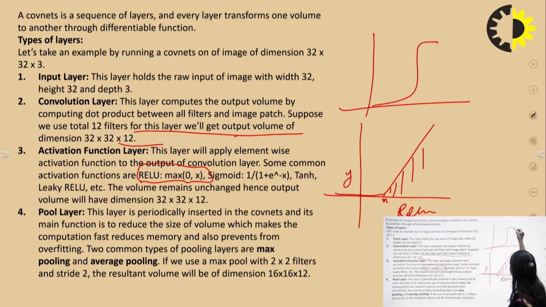So this will have the threshold value 0.5, and this is the formula: 1 upon 1 plus e raised to power minus x. Then the tanh activation function, the leaky ReLU function. The volume remains unchanged because we are using only activation, which means we are trying to fit our data into this model because we have to classify the image.